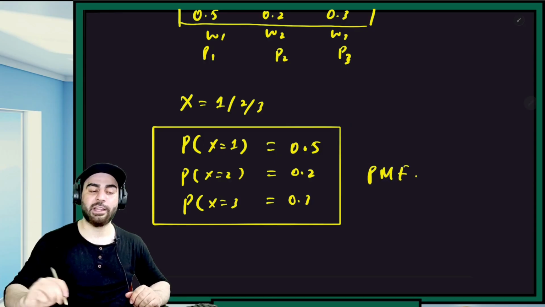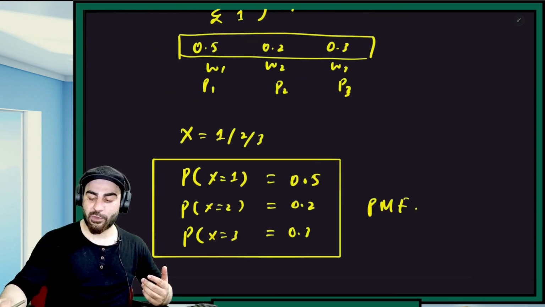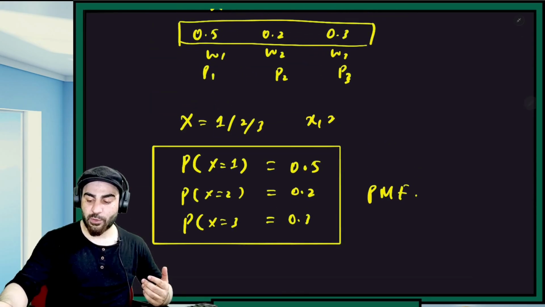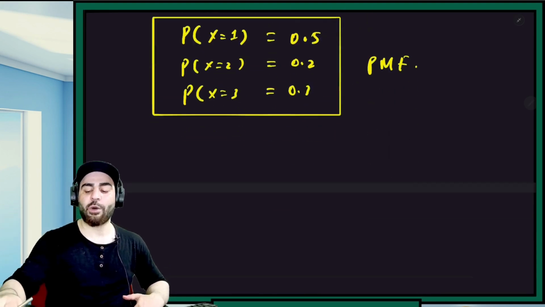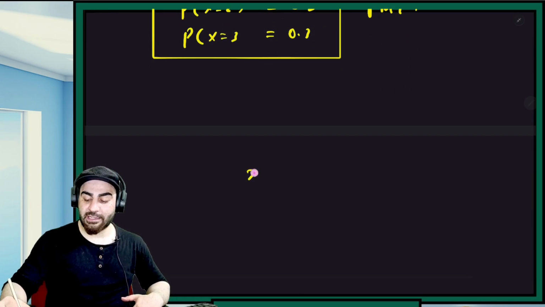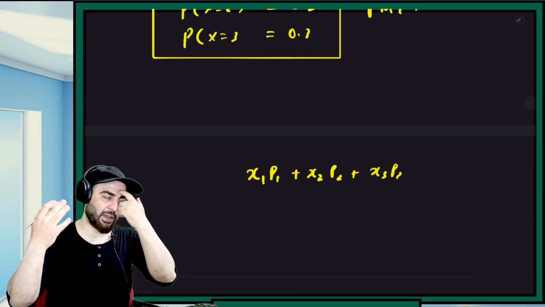Okay, and over here now, if I want to see the average, how do I compute the average? So consider these observations as x1, x2, and x3. How can I define average? I can define average like this: x1, then probability p1, plus x2 p2, plus x3 p3. This is how I computed the average.